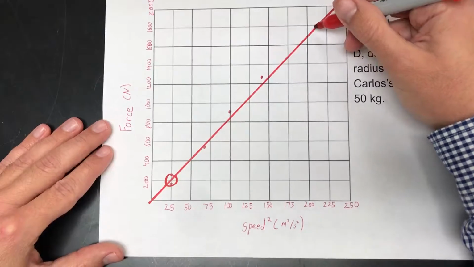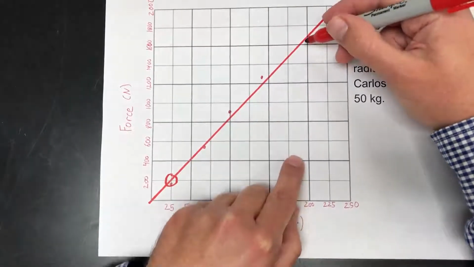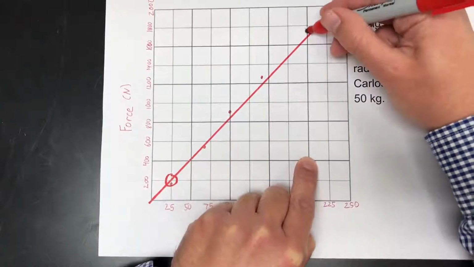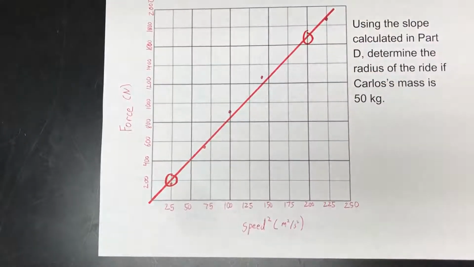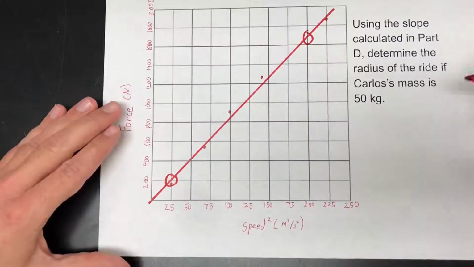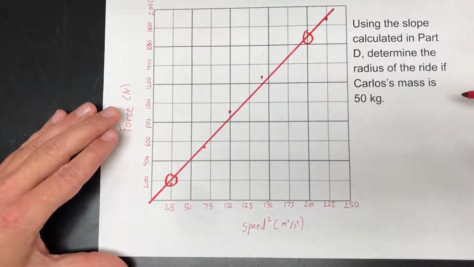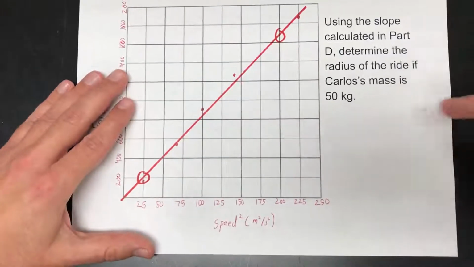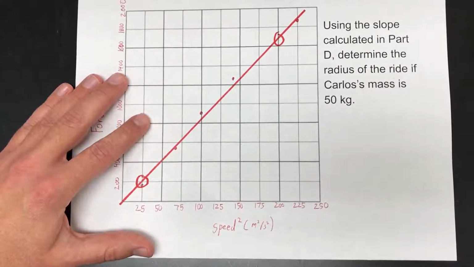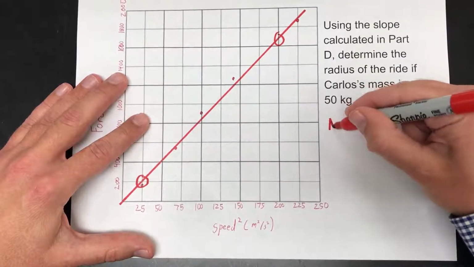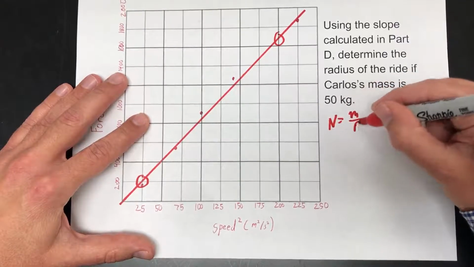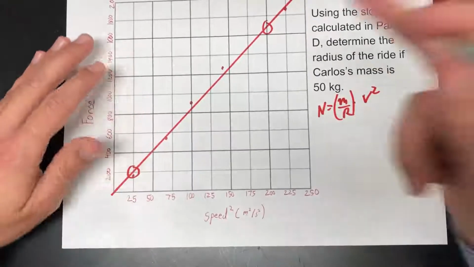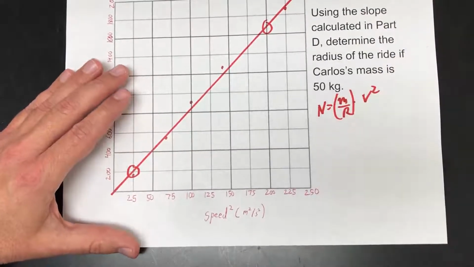This one is about 200, that's about right in the middle there. So that would be a good point to use. Those are the two I'm going to use. And we want to use this to figure out what the radius is if his mass is 50 kilograms. Well, we talked about on the previous one that since normal is equal to mass over radius times v squared, this is our slope. So we've got to find our slope and set that equal to mass over radius.